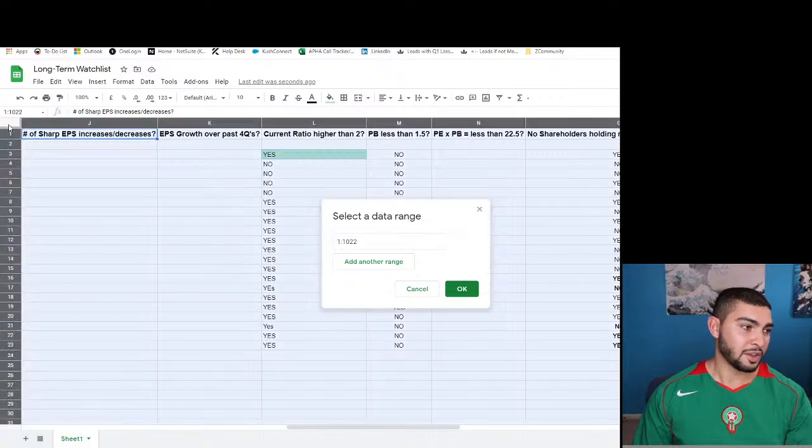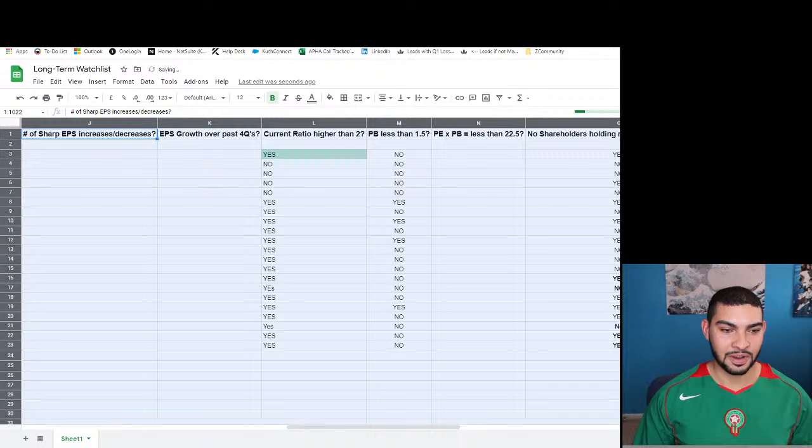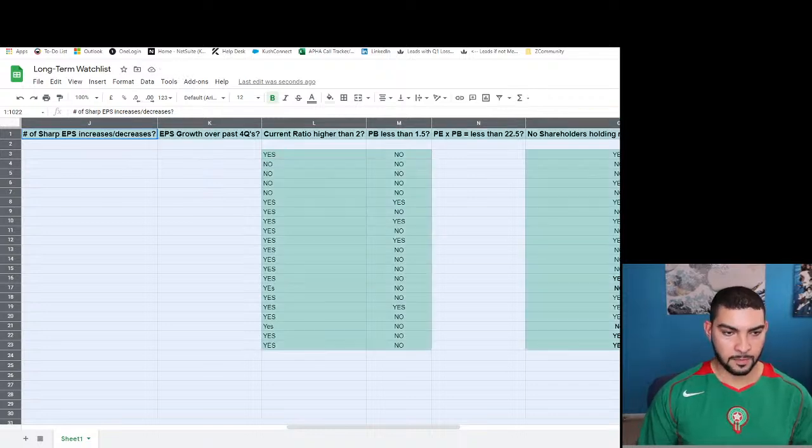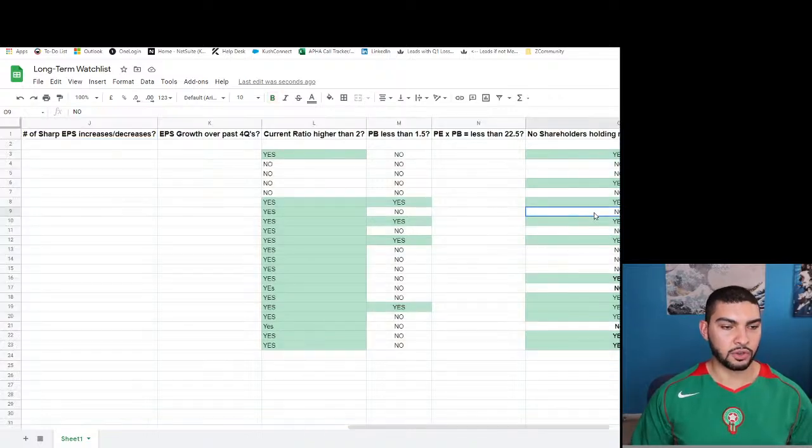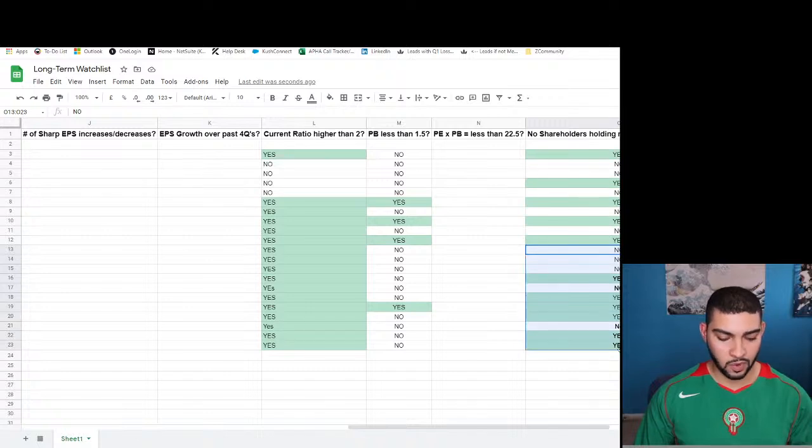Yo, if you guys don't know too much about Excel, I just made your life like 20 times easier. Format cells if the text contains yes. And thank goodness we don't have any tickers that are ticker symbol yes. Okay. If the text contains yes. Okay. Dope. Hopefully that makes things a little bit easier to look at now. You can kind of get an idea as to what has been qualifying so far and what hasn't qualified.